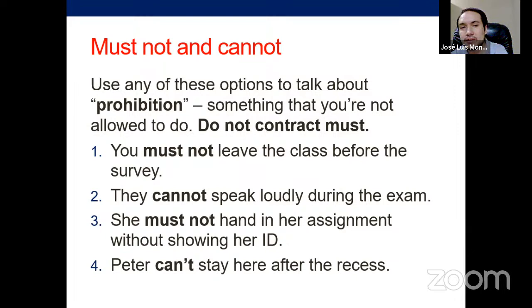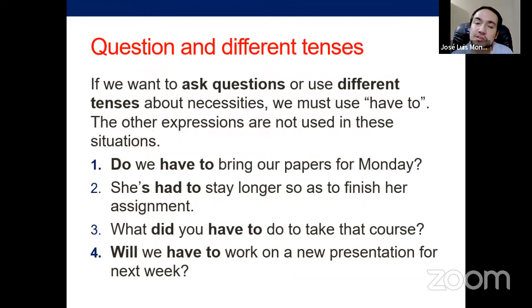Now for questions in different tenses. If we want to ask questions or use different tenses about necessities, we must use have to. So for questions and different tenses, let's use have to. Do we have to bring our papers for Monday? She's had to stay longer to finish her assignment. That's not a question, it's just different tenses. This is an example for different tenses. What did you have to take?